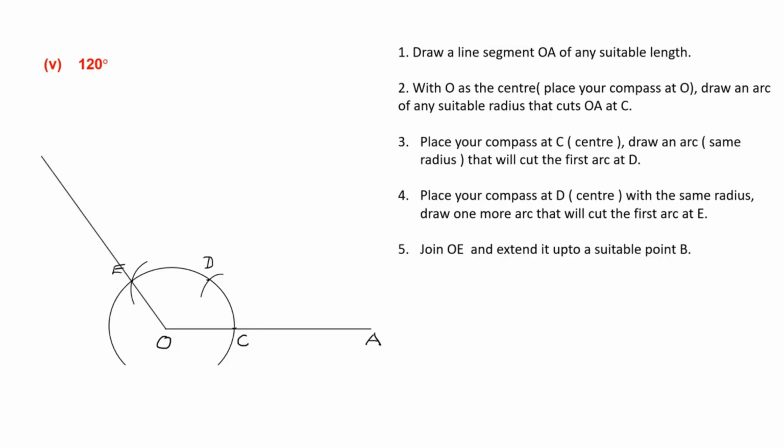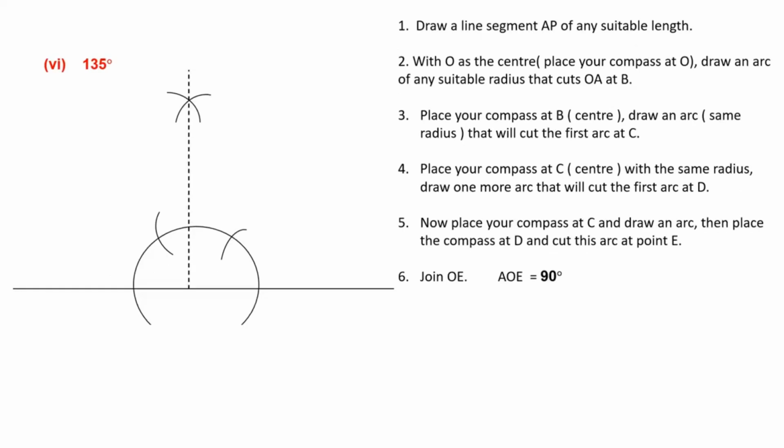So let's do that. So now we have joined, passing through that point, and we are naming this point as B. So now as you can see, we have an angle now, AOB. That means angle AOB is now equal to 120 degrees. This whole thing is 120 degrees.